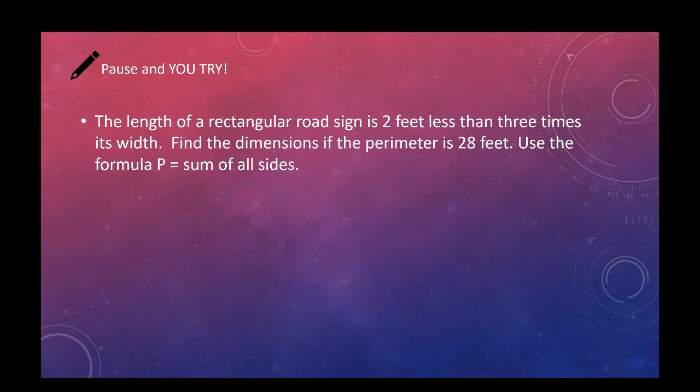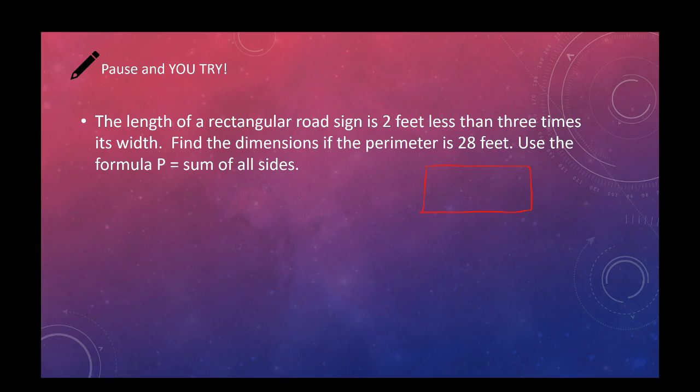Okay, so the length of a rectangular road sign is 2 feet less than 3 times its width. Find the dimensions if the perimeter is 28 feet. Use the formula P equals sum of all sides. So again, let's go ahead and I'm going to draw a visual just so you can see, and then it might be clear if you made a mistake before we even get there.